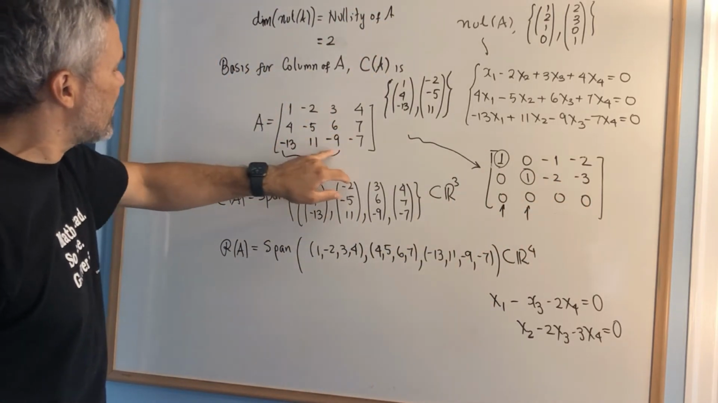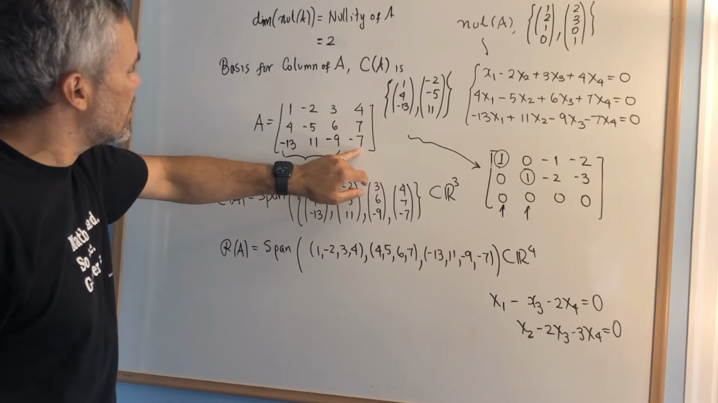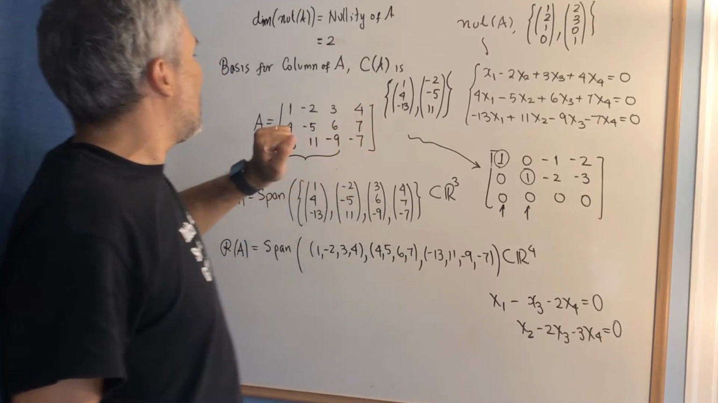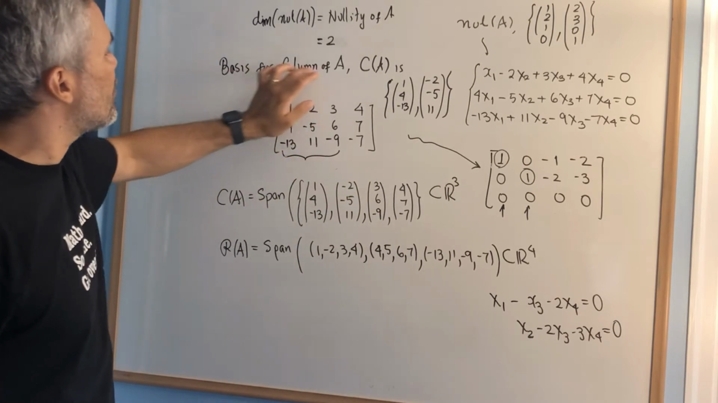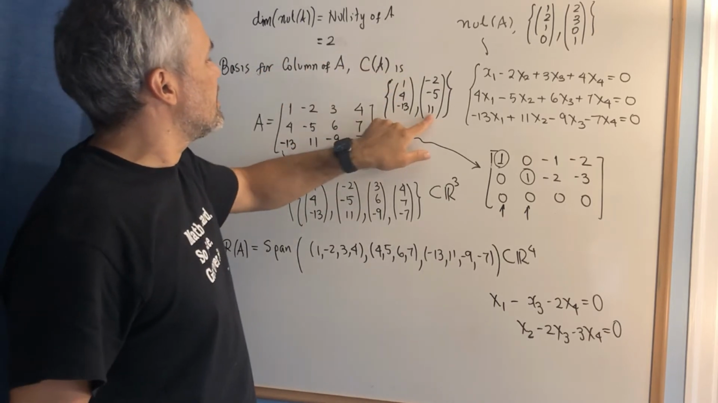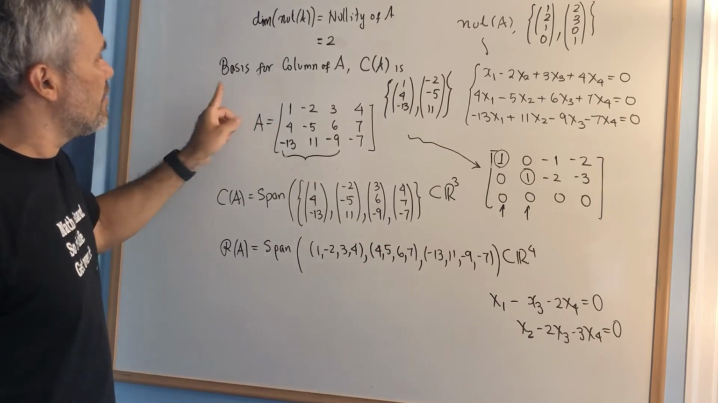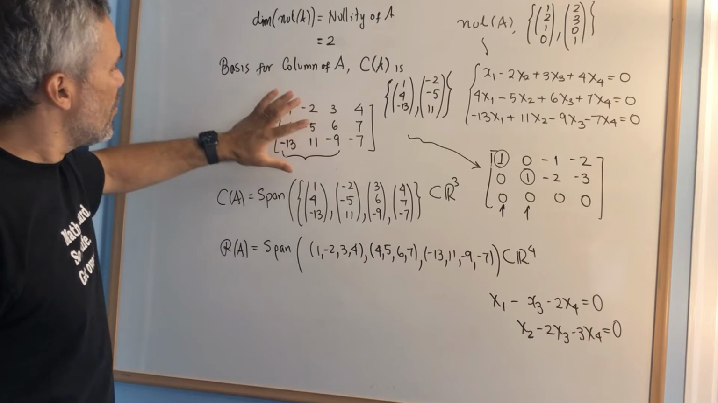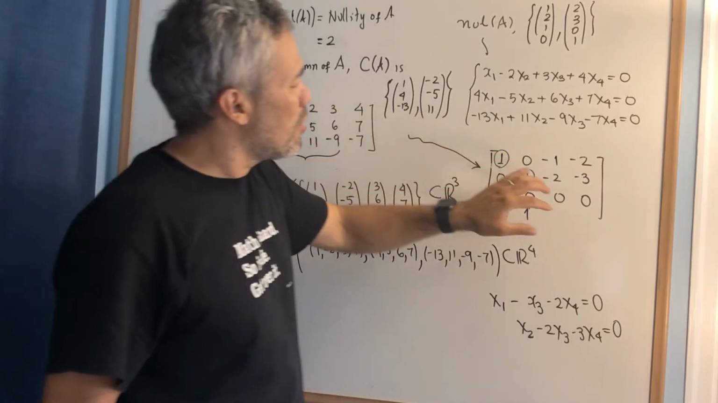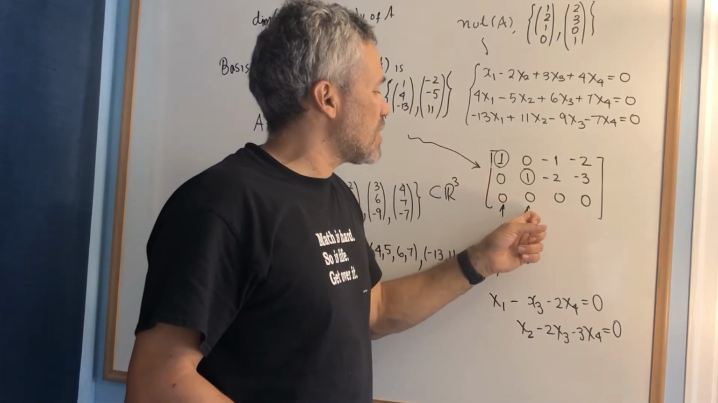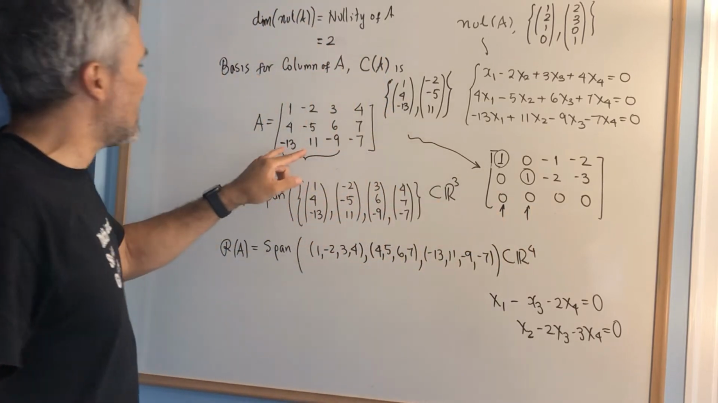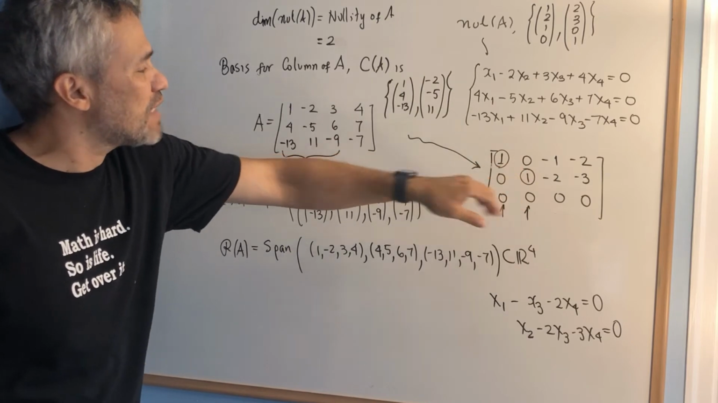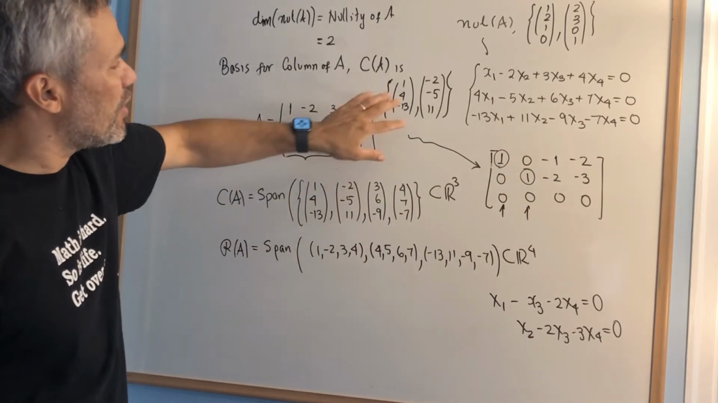And since this can be written as a linear combination of these two, and this can be written as a linear combination of these two, then they are not needed. And therefore, a basis for the column of A are just these two vectors. Then, in general, to compute the basis for the column of A, we do row reduction. We see what columns have a pivot, and then we select those columns that go with the pivots, and we disregard the other columns.